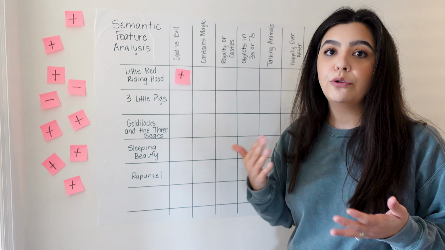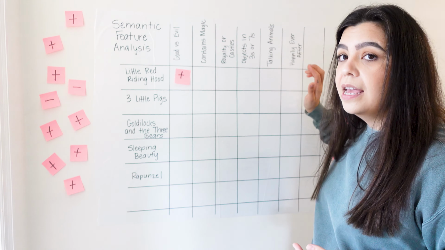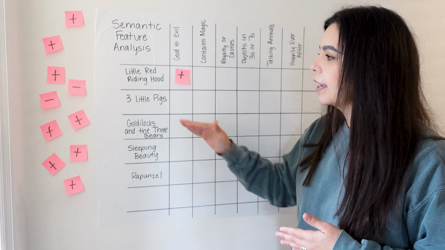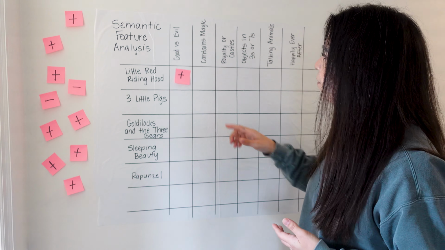And then I would continue to go alongside, along the entire row and determine whether or not it contained some of those features. So I'm gonna do that really quick and then we're gonna come back and see how it starts to compare with the 3 little pigs.